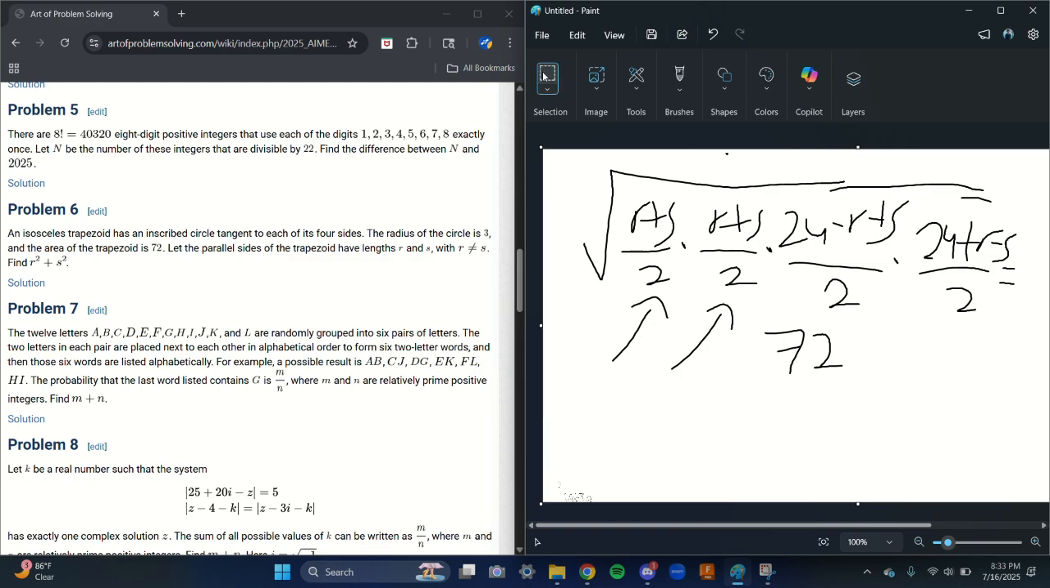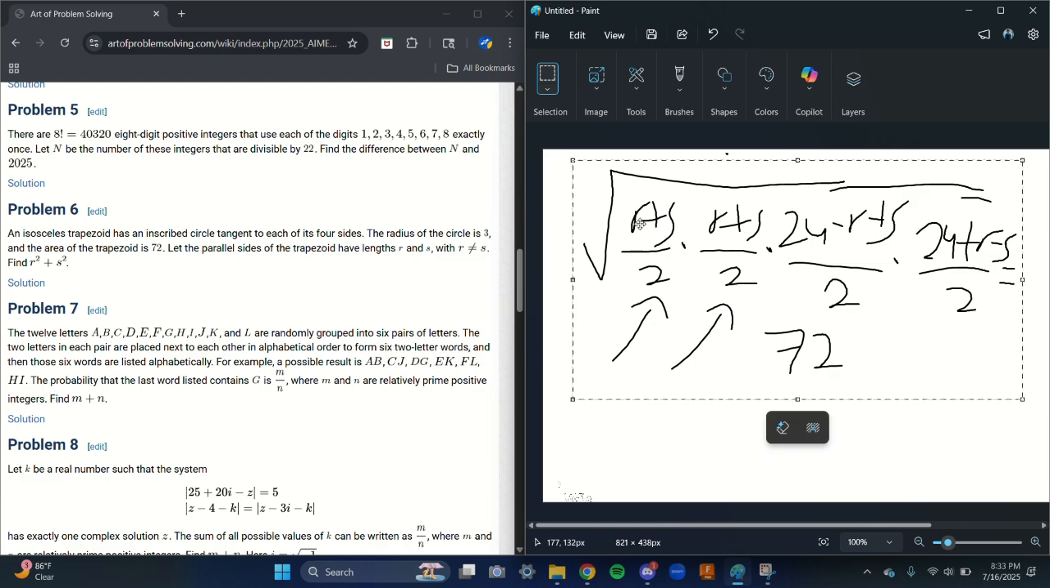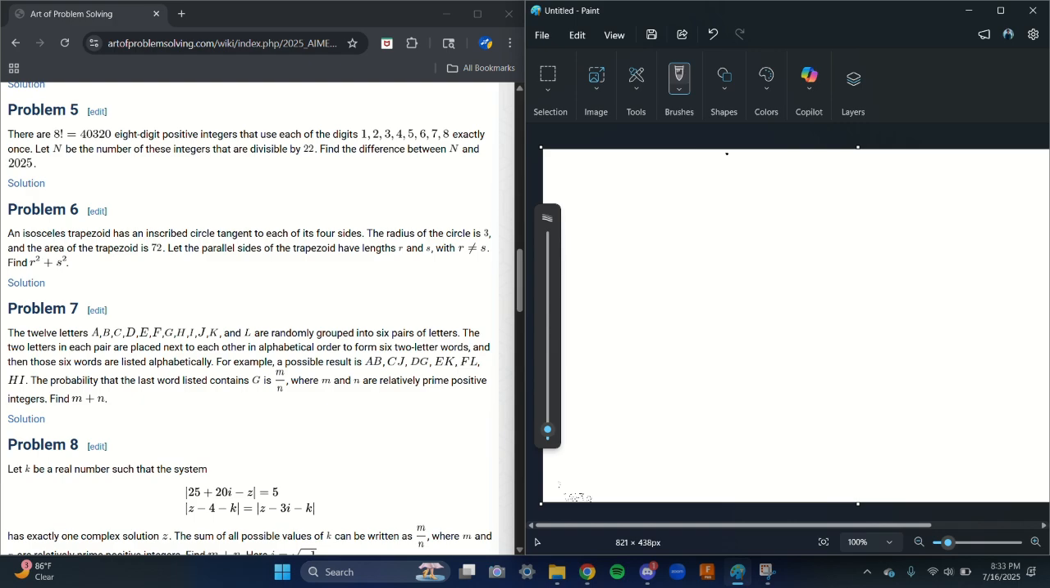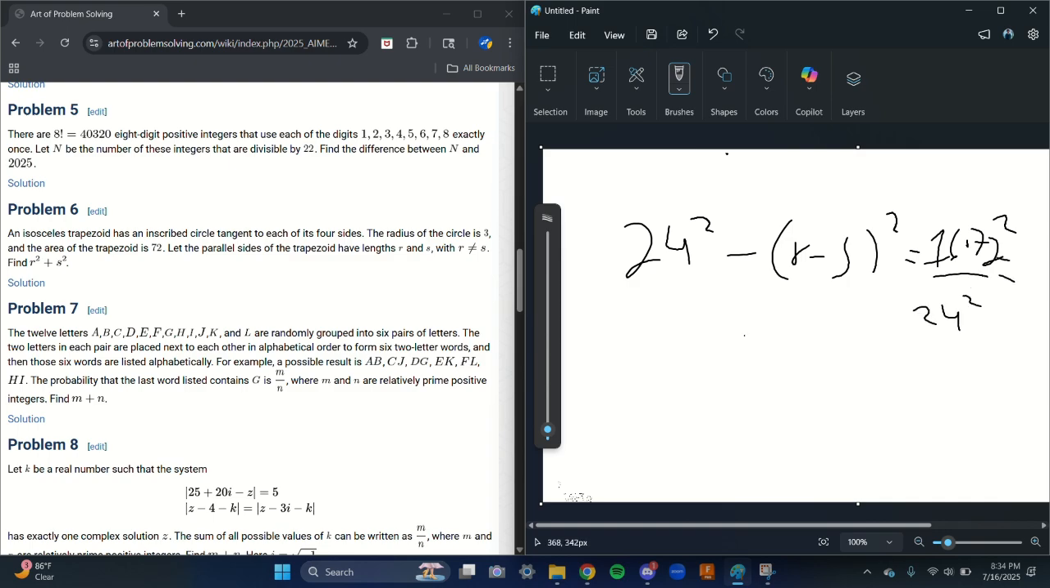Okay, so now what we're going to do is we're going to square both sides, and then simplify and clean things up a bit. And also make sure to substitute r plus s equals 24, because that really does come in handy. So substituting r plus s equals 24, and simplifying this equation a bit, we get 24 squared minus r minus s squared equals 16 times 72 squared over 24 squared, which equals 144. Okay, and so from here, it's basically just a simple quadratic to solve for r minus s. We find that r minus s is equal to 12 root 3.